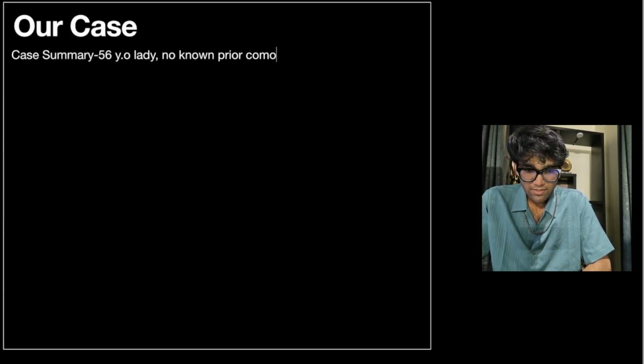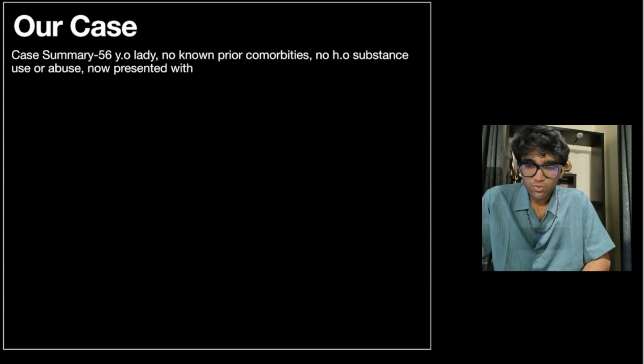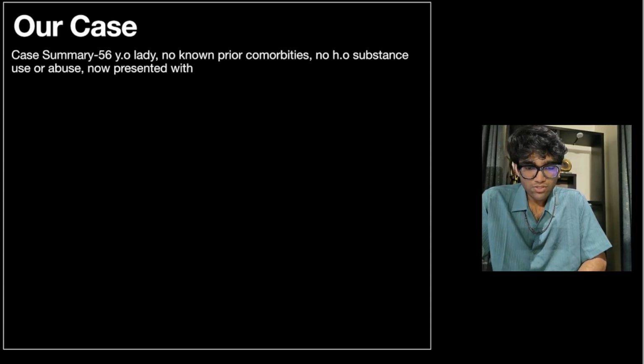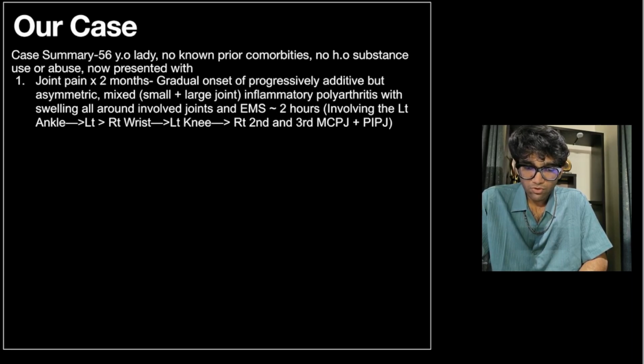Our case is a 56-year-old lady. She has no known comorbidities and no history of substance use or abuse. She has now presented with joint pains for the last 2 months, which were gradual in onset, progressively irritative, asymmetric, mixed large plus small joint, inflammatory polyarthritis with swelling all around the involved joints and early morning stiffness of around 2 hours, involving the left ankle initially, followed by the left more than the right wrist, followed by the left knee, then the right second and third metacarpophalangeal joints, as well as the proximal interphalangeal joints.